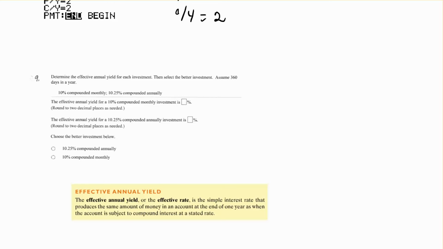When we find the effective rate, we are taking 2 different situations and trying to find a common denominator. So any particular amount of money, if it is compounded monthly at 10% compared to compounded annually at 10.25%, we can figure out which will be the better deal. We do that by finding the effective rate, which is kind of like what the simple interest rate would be.